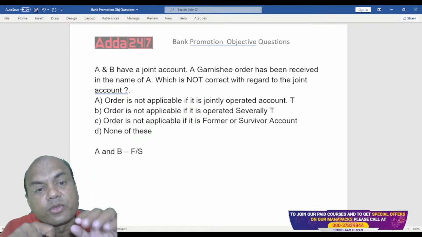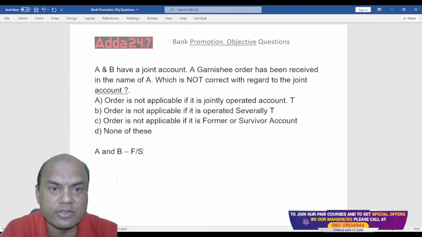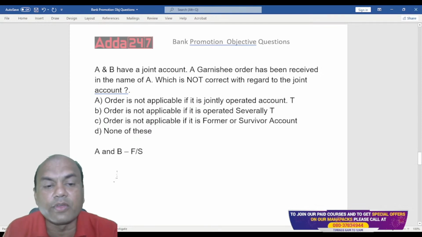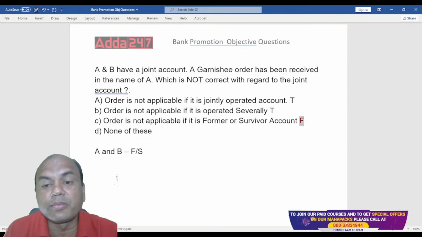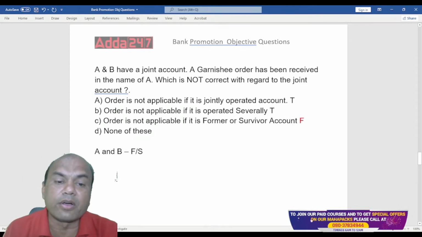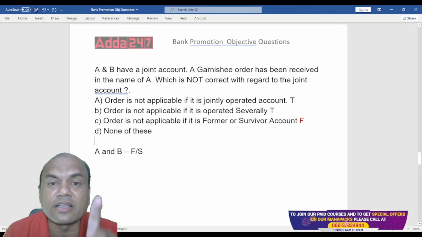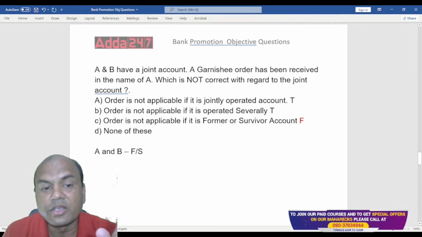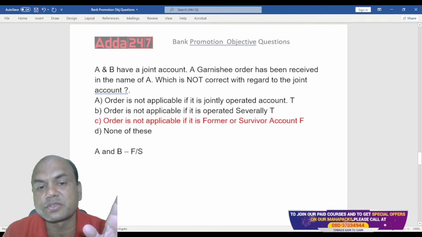If the account is solely of Mr. A under this former or survivor, right? It's a former or survivor. So right now the account is of Mr. A only. So in this case, this order will be applicable. So here the answer is false. The order will be applicable over here. Why? Because the order is applicable if it is a former or survivor account. Former or survivor means it's a single holder account up to the time that first person is living. So the answer is C. This is the right answer. We wanted a false one, and that is the false one.